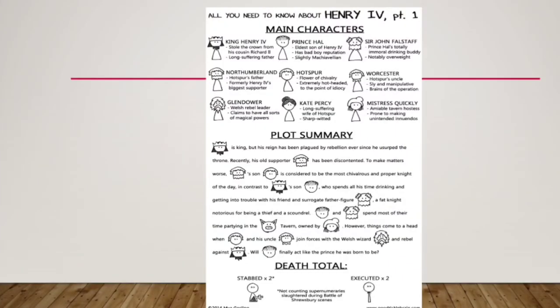Now this was the small character map that I gave you once again to introduce you to the characters. So the main character is King Henry IV, previously Henry Bolingbroke. Now he stole the crown from his cousin Richard II. Now Henry IV is portrayed as a long suffering father because he has good for nothing sons. And then comes the next character, Prince Hal, the eldest son of Henry IV, and he has a bad boy reputation. He is slightly Machiavellian figure. He is bad and he has some saving grace in him, but he is portrayed as being a rotten apple. He has a bad reputation.